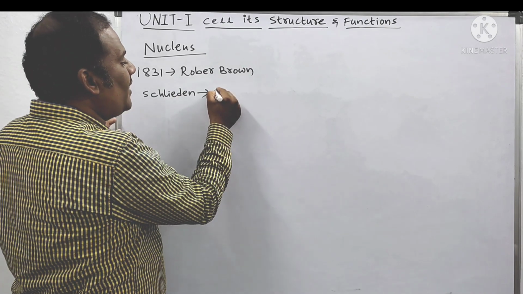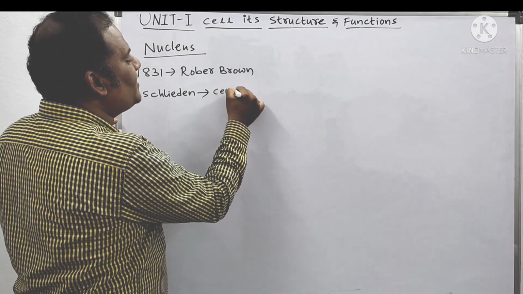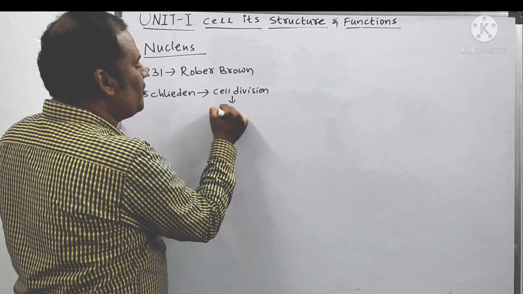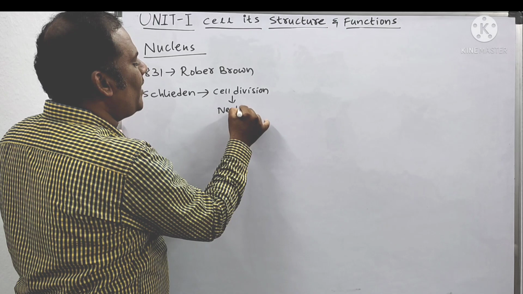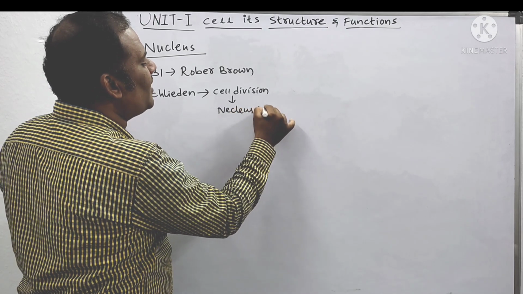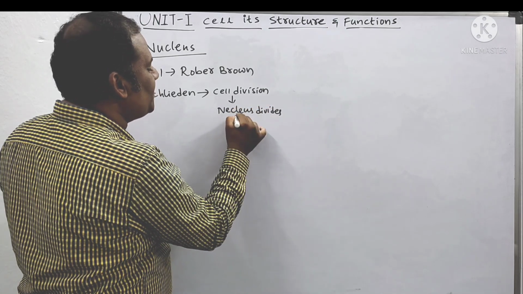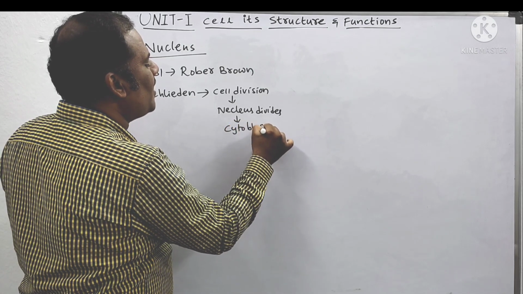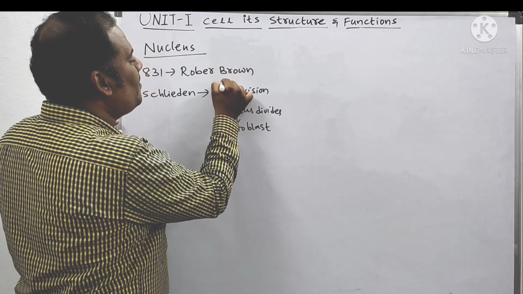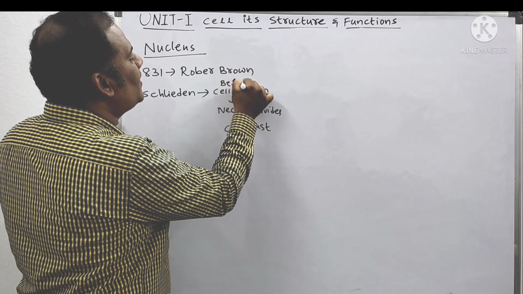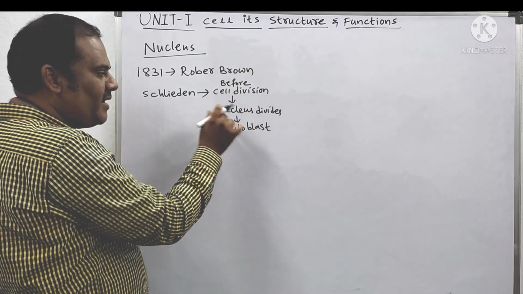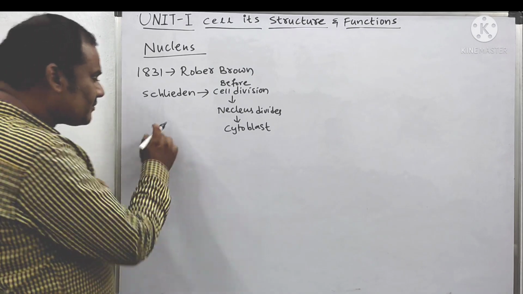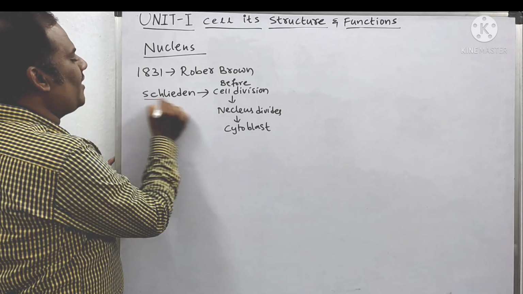Schleiden said that before cell division occurs, first the nucleus has to divide. This process is called cytoblast. So before the cell division, the nucleus has to be divided, and that process is called a cytoblast. And this was told by Schleiden.